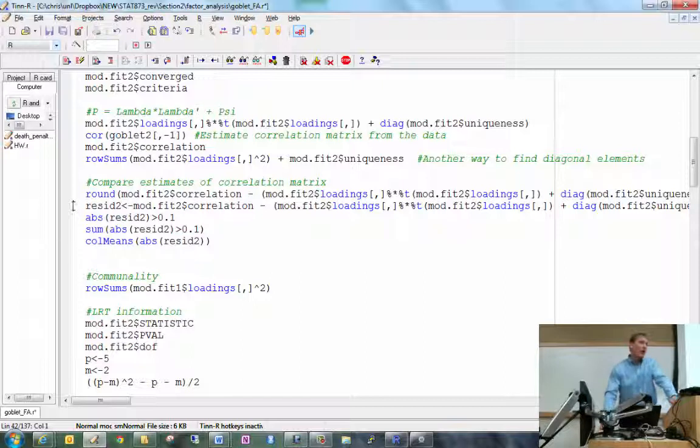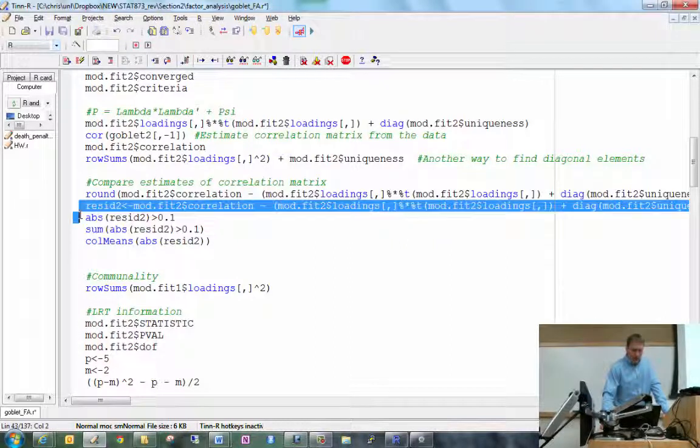So here's some additional code that you can use to make this comparison a little bit easier. I'm going to put the results from finding these residuals in an object called resid2, since we were using two factors. And let me just go ahead and do that part right now.